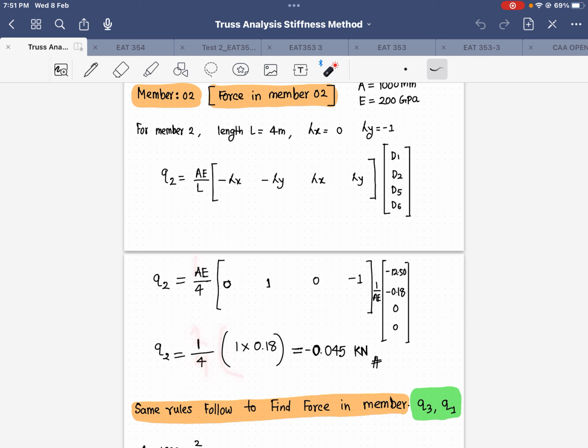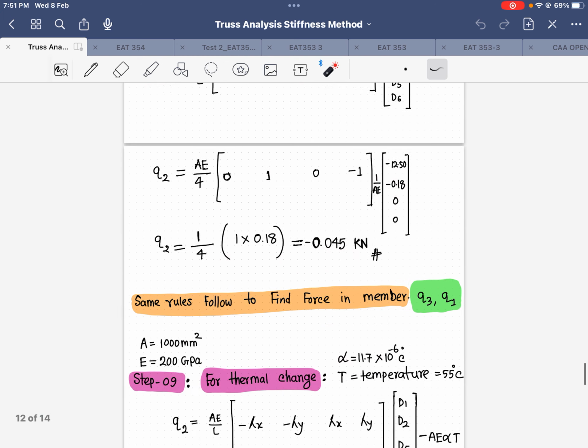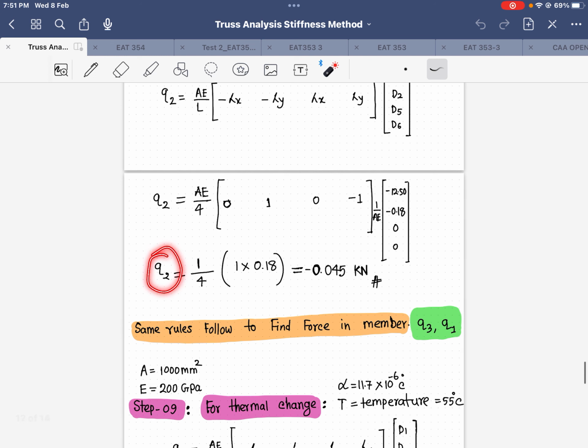All right, then here if you apply the matrix rules, this number will become 0, and this one also becomes 0. And -1 also becomes 0, because this -1 will multiply with this 0, right? So it will become 0, but only this one, if I multiply this number with the -0.18, it will become 0.045. We just get the q2, I mean the internal force.